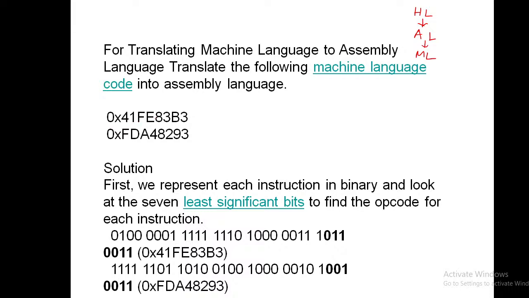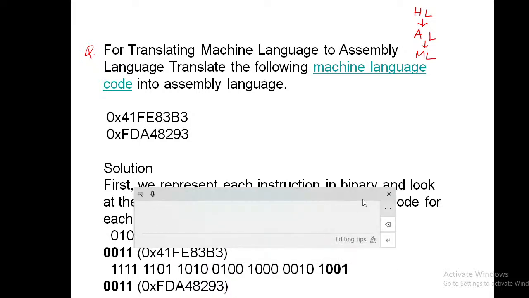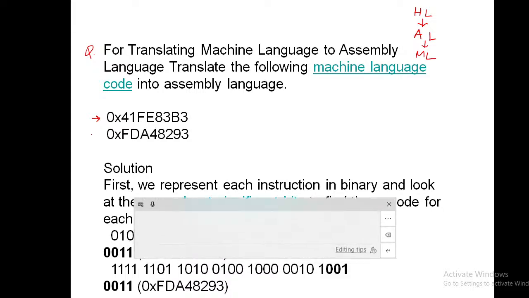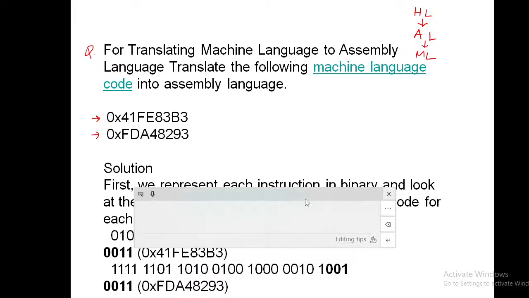If the instruction is like this, you need to translate this machine language into assembly language. So machine language is given by this. How will you represent this? This type of question may arise: how will you represent this number in assembly language? There are basically two machine language codes, the first one and the second one.